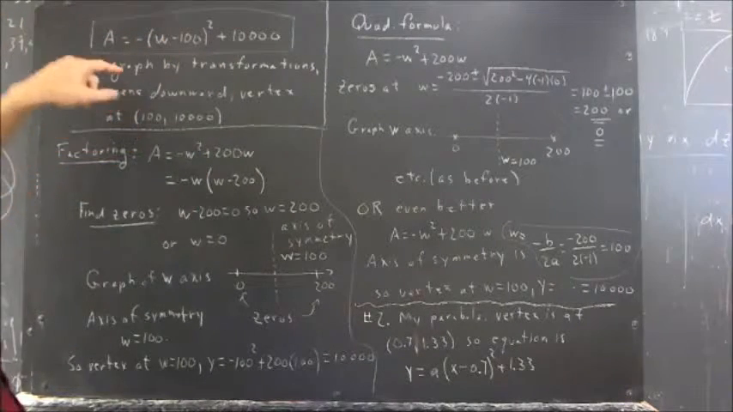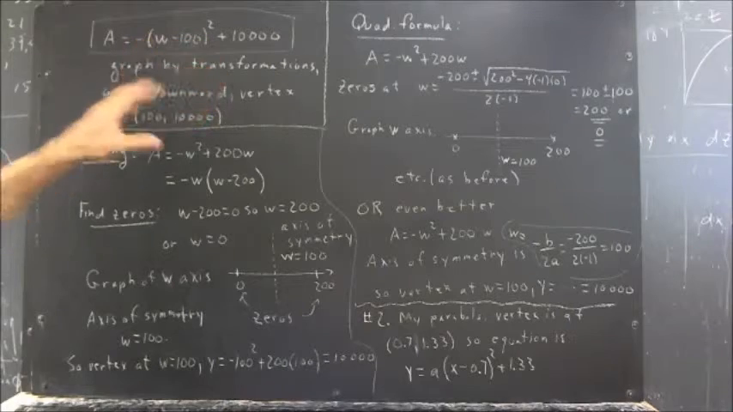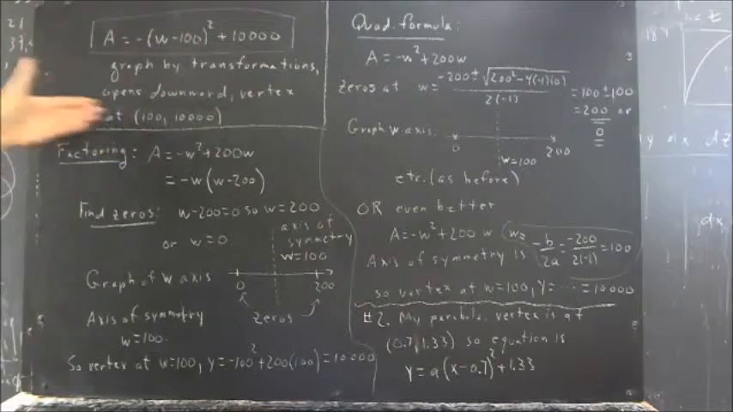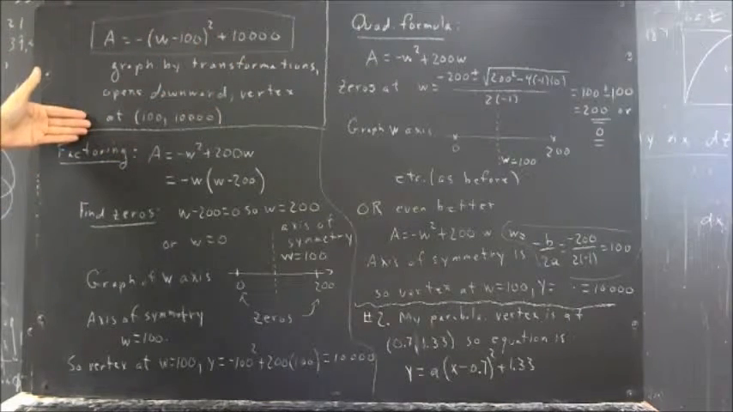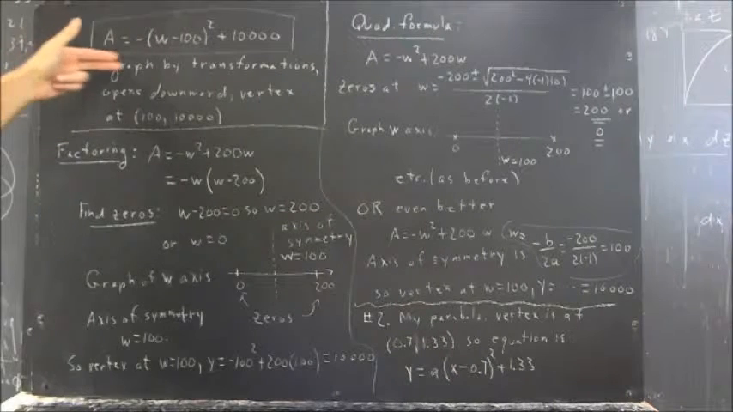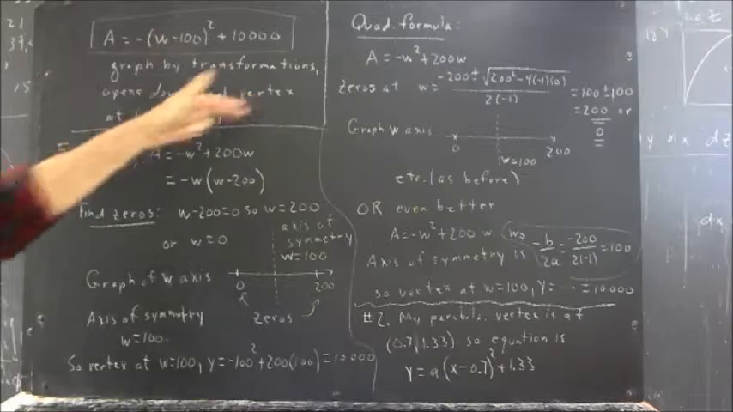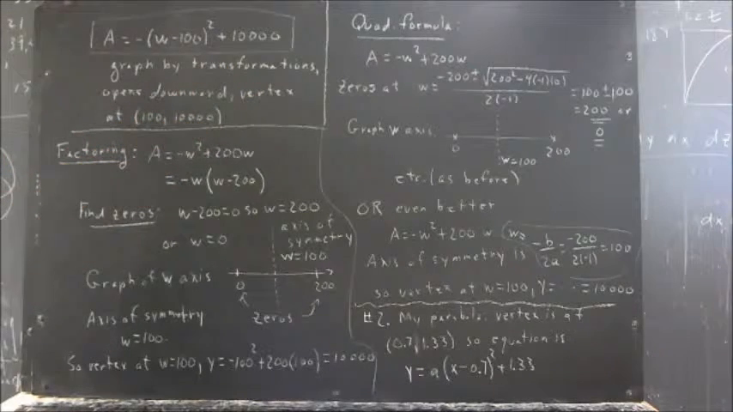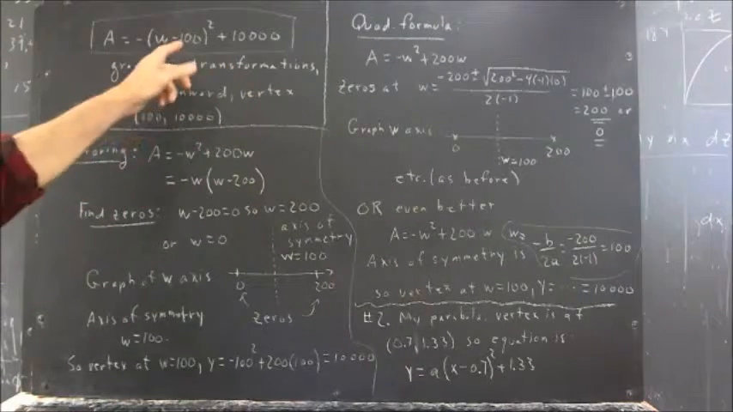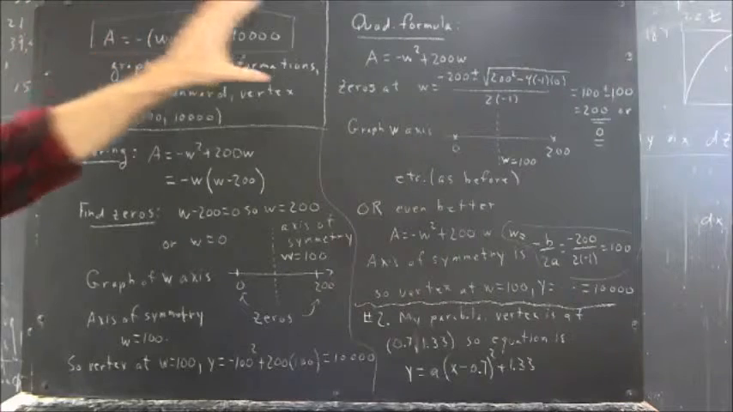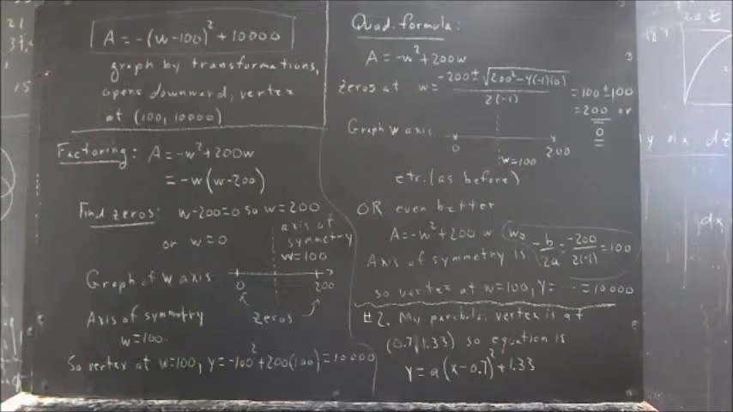There's our conclusion. So if we graph by transformations, we get a parabola that opens downward with the vertex at (100, 10,000). And we could just read the vertex off here if we understand what this function is telling us and how to graph by transformations.